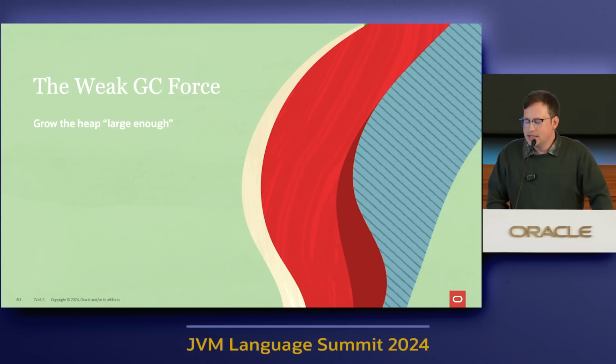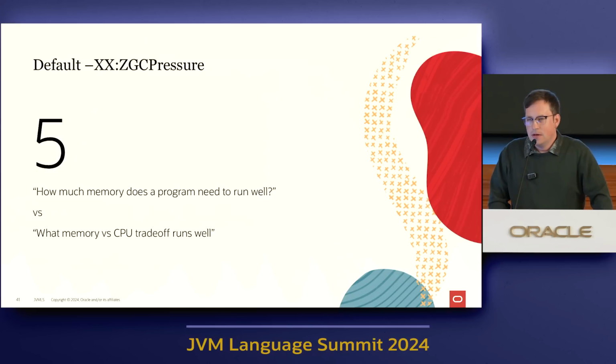Starting with the weak GC force, we talked about the defaults. How much memory should we use by default? Hard question to answer. Very easy to ask, in fact. What we're doing here is to change the question. Instead, we're asking the question, what trade-off between memory and CPU is acceptable for running well? And well, it's hard to predict exactly. It's a lot easier to be in the right ballpark.